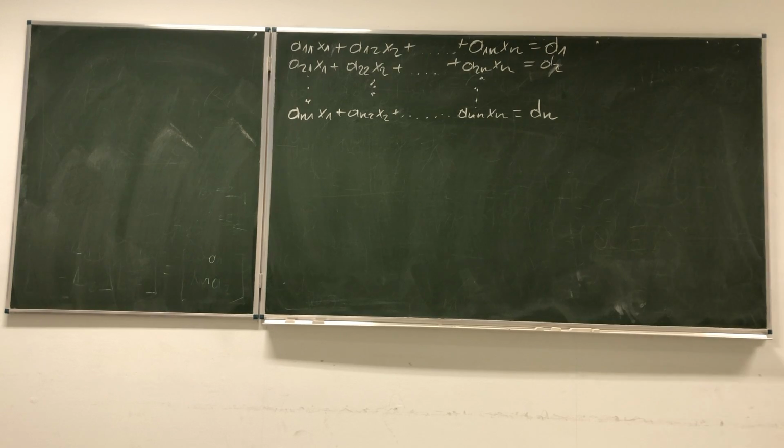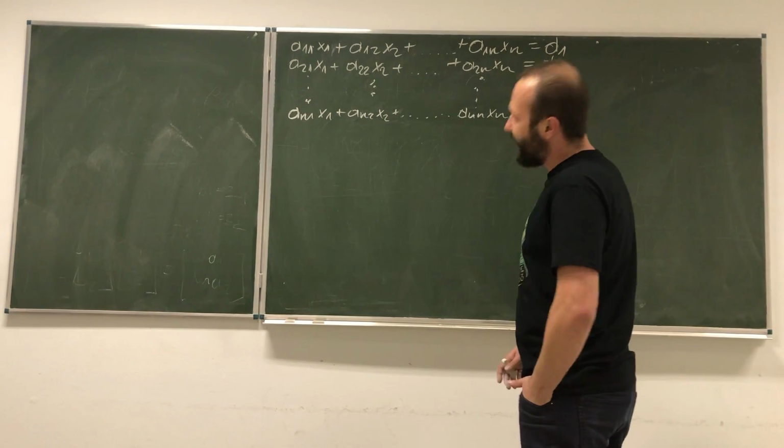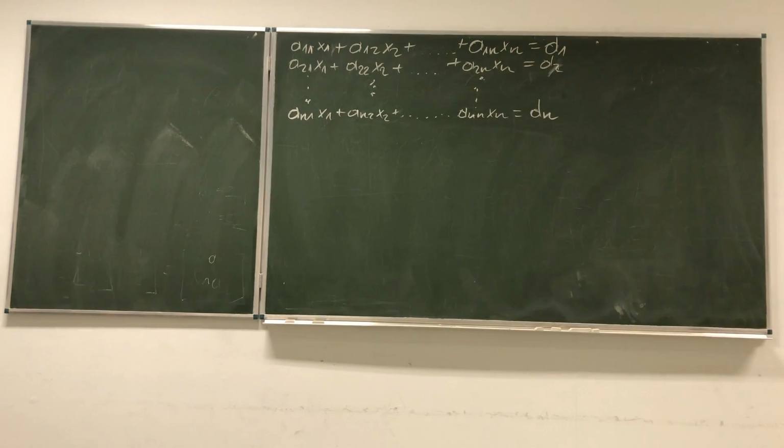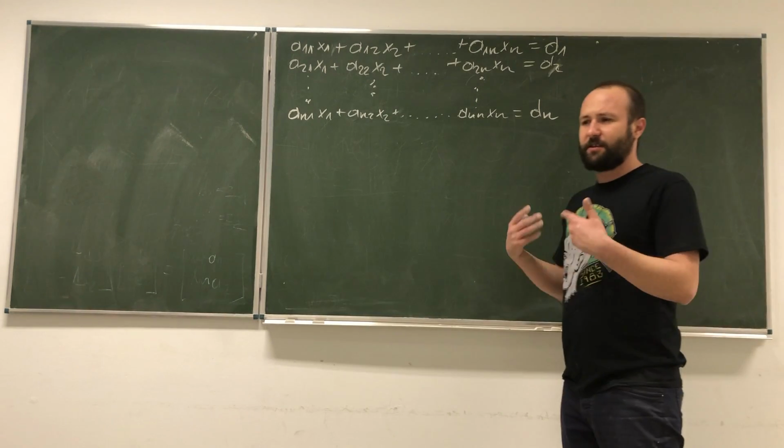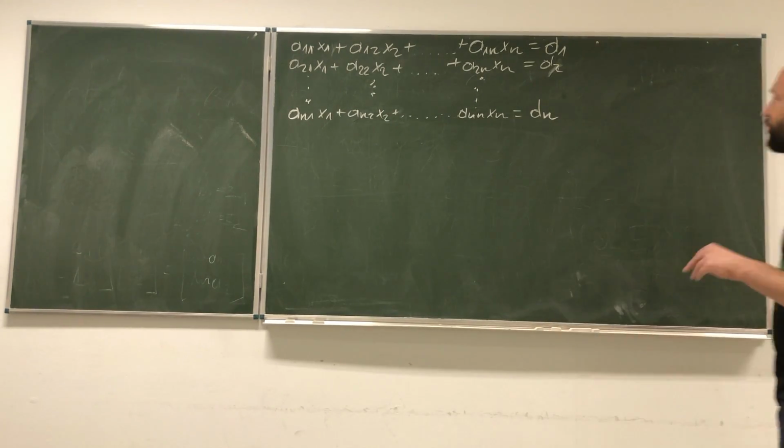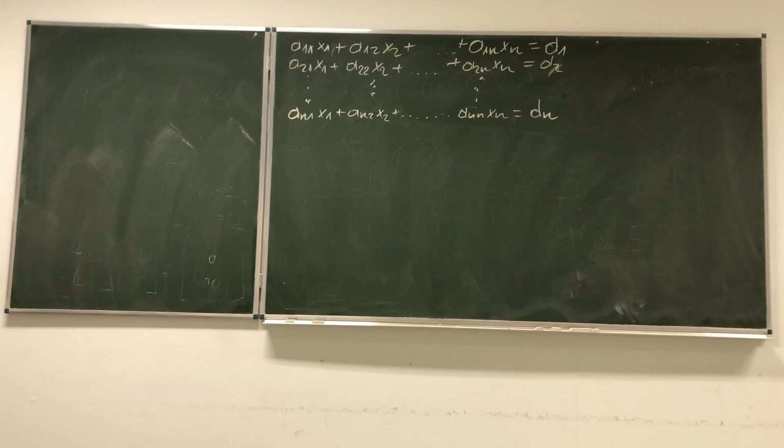Of course, in order to solve a system of n equations with n variables, we need to have at least n equations. We can have more, but if we have more, it usually means that we've got too many. We don't need to use them all. But about this a little bit later.